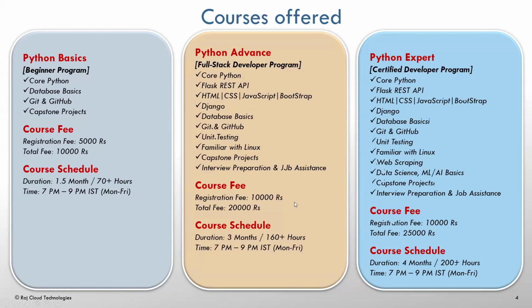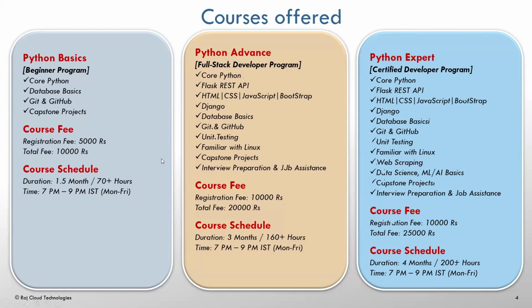Okay, and the course fee is 20,000, and the duration will be 3 months. Okay, 160 plus hours. And Python expert will be covering the data science, ML basics, and the natural language processing basics, artificial neural networks, all that. Okay, so along with the Python basics and advanced, we'll be covering the data science and ML basics as well in the Python expert. Okay, and then web scraping as well. Okay, so the course fee will be 25,000, and it goes around 4 months.